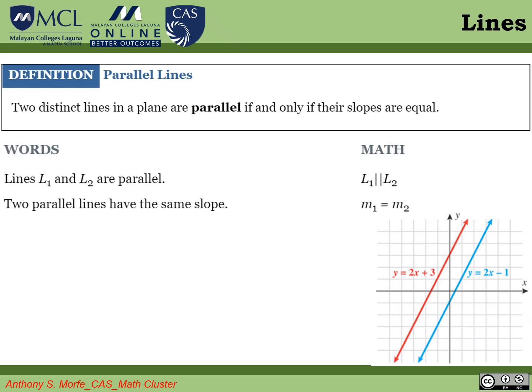So in words, when we say lines L1 and L2 are parallel, in mathematics class, that statement is represented by this. Line 1 or L1, you have lines here that are parallel to each other. So that means that they are parallel. Then line 2. So again, if the lines are parallel, then they have the same slope. Okay, so that is parallel lines.